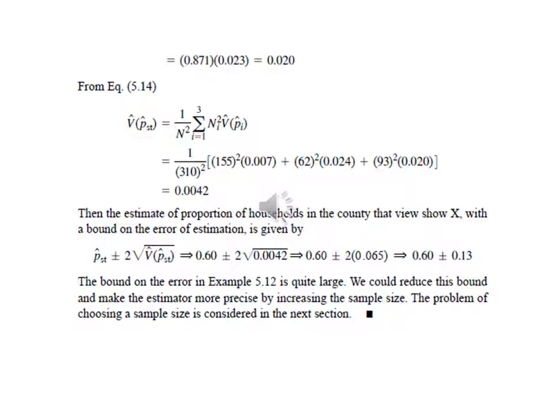The bound on the error of estimation in example 5.12 is quite large. We can reduce this and make the estimator more precise by increasing the sample size. The problem of choosing a sample size is considered in the next section.